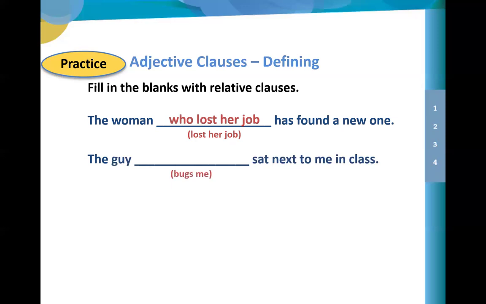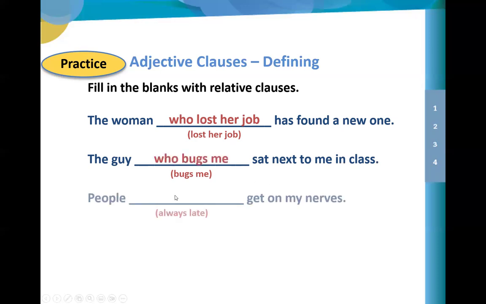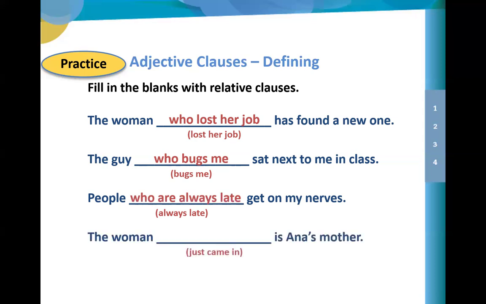The guy who bugs me sat next to me in class. That's right. Next one. People who always late get on my nerves. People what? Who are always late. Who is or are? Who are. Yes. People who are always late get on my nerves. Next one. The woman who just came in is Anna's mother. Yeah, okay.